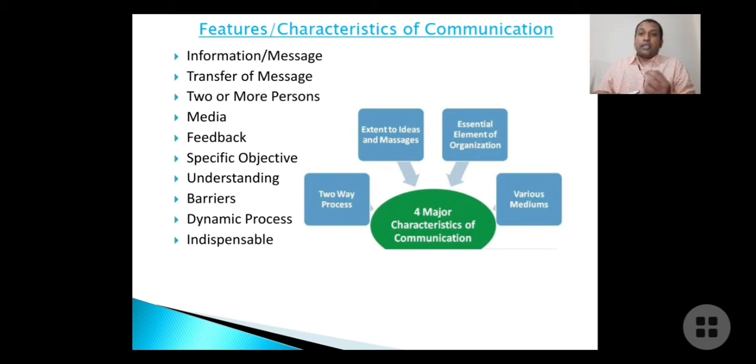And the essential element of organization. Communication is an essential element of our organization. Without communication, no department will run, and no department can work without communication, because there is a flow of information all the time.